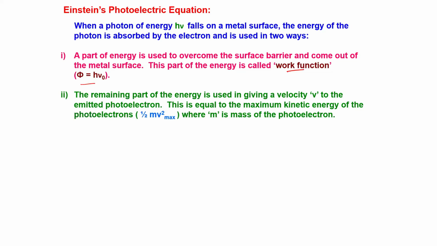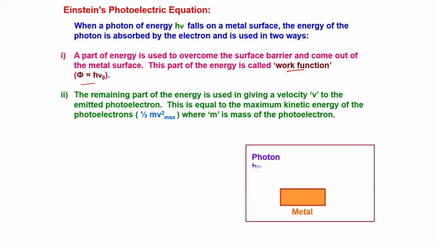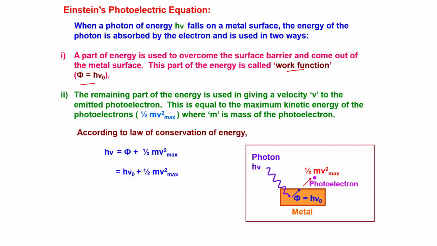And the second point, you have to keep in mind, the remaining part of the energy is used in giving velocity to the emitted photoelectron. This equals the maximum kinetic energy of the photoelectron, where m is the mass of the photoelectron. And here again I just show the emission of an electron from the metal surface. According to the law of conservation of energy we can write h nu is equal to phi plus half m v square maximum, where half m v square maximum represents the kinetic energy, whereas phi represents the value of the work function.